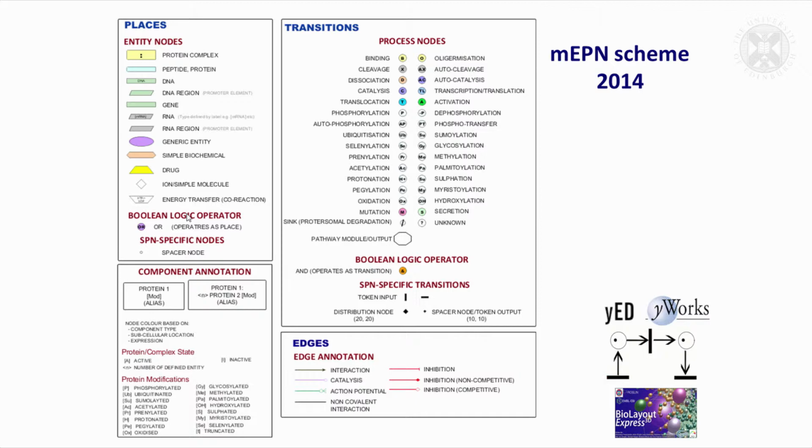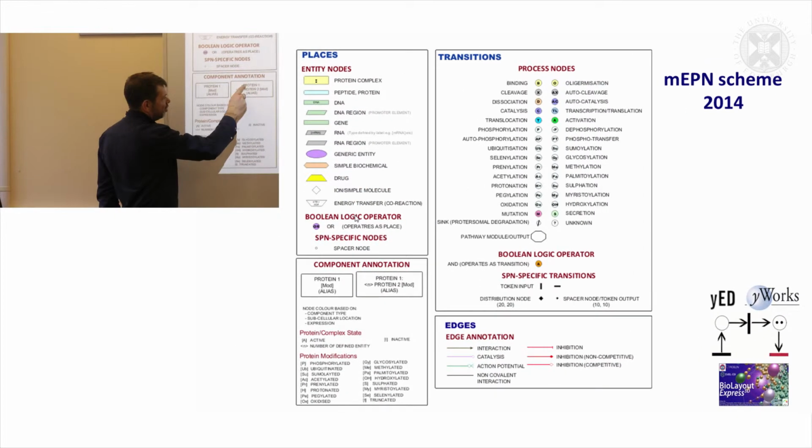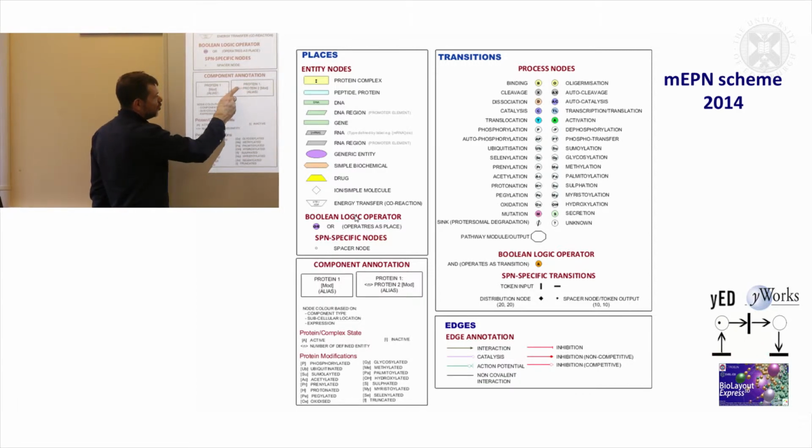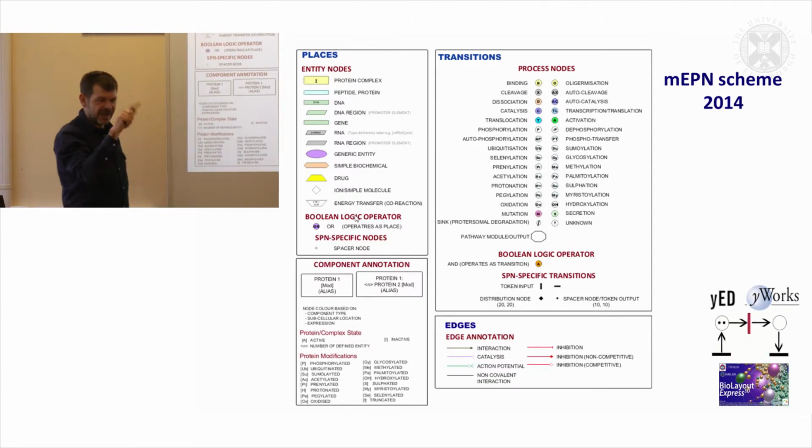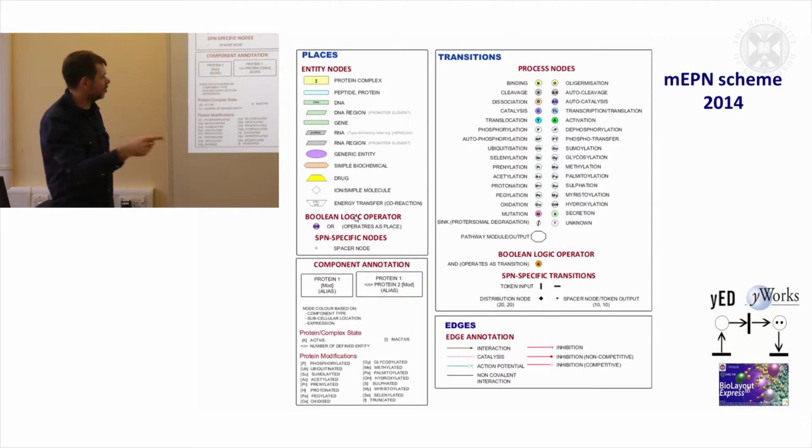So if you have two proteins in a complex, you can put this colon, say there's protein name 1, protein name 2. And if there's more than one, we'll have this little bracket saying N, a number, so that says more than one of those.